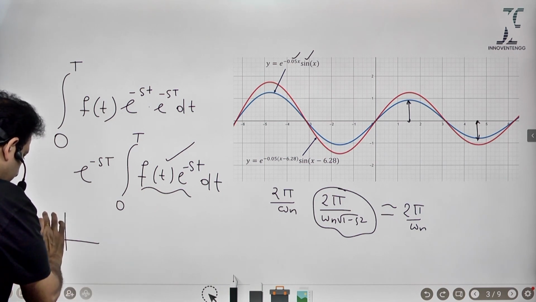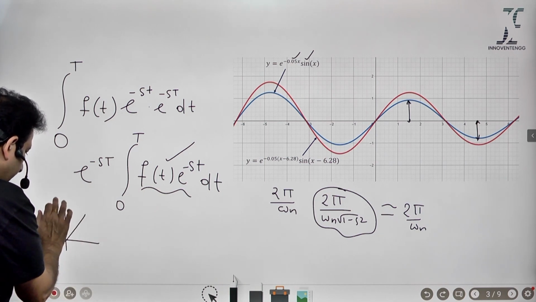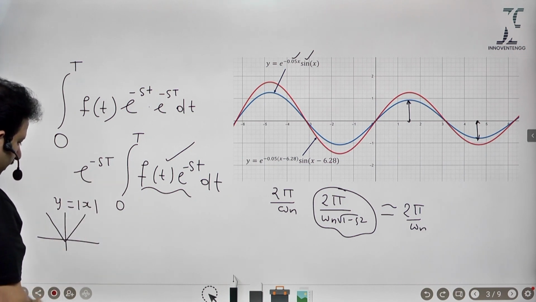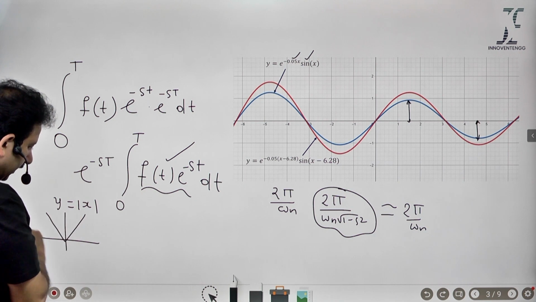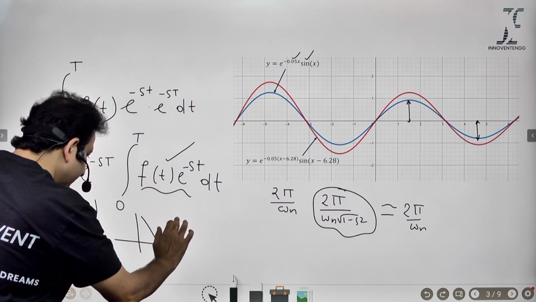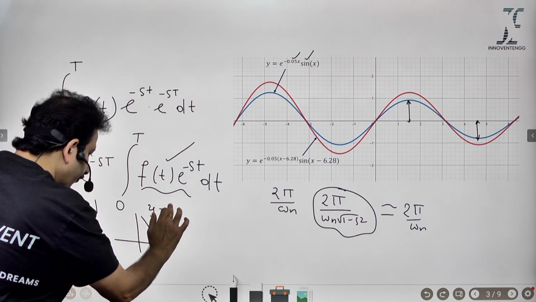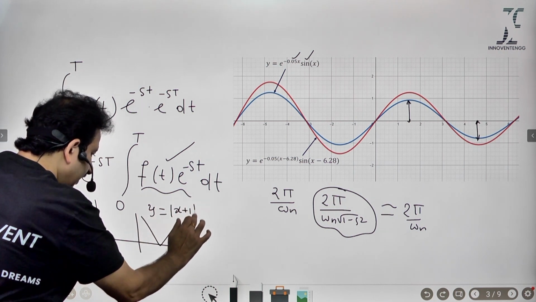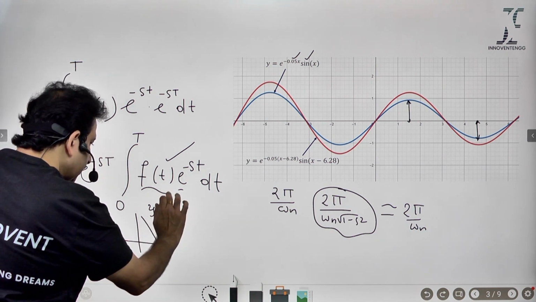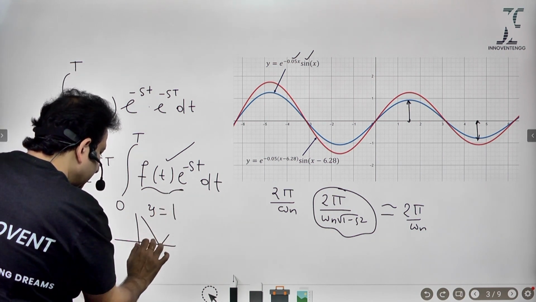Let's say that you are talking about the mod function, y equal to mod x. Understand this carefully. If I add 1 to the x, then what happens? The mod function gets shifted. That is, I am talking about y equal to mod of x plus 1. If you add 1, what happens? It gets shifted to the left.